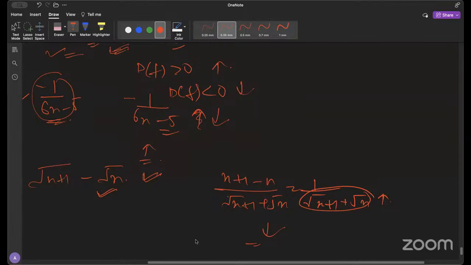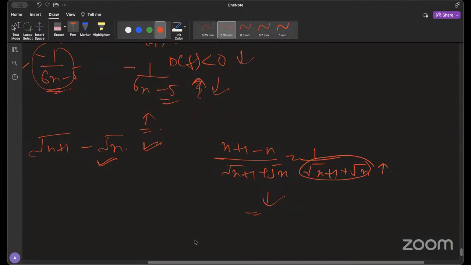And what's the last option? I think the time's almost over. So we'll take up the last part of this and the first one in the next class.